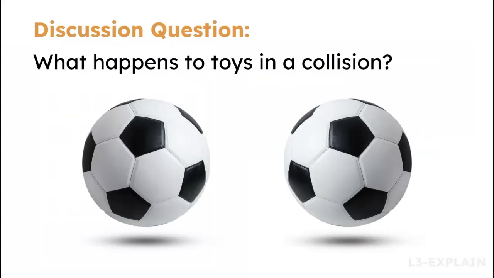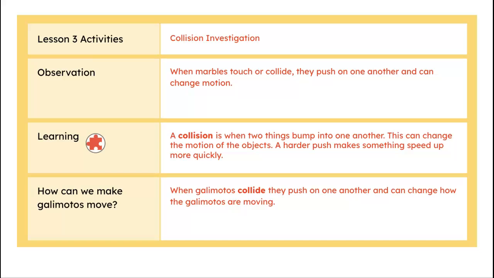For the Explain portion, you'll bring the class together and lead a discussion about students' observations from their collision investigation. You'll use the provided questions to guide your discussion around the question, what happens to toys in a collision? The goal of this class discussion is to analyze and compare student data to determine the change in direction of objects that collide. You'll use the discussion to create the Lesson 3 summary chart.